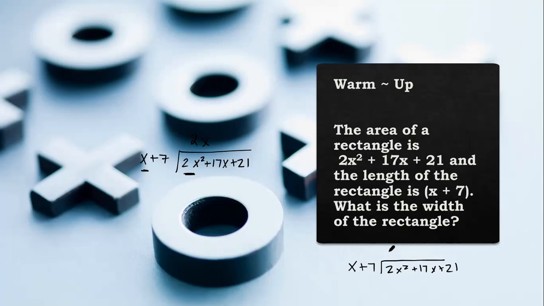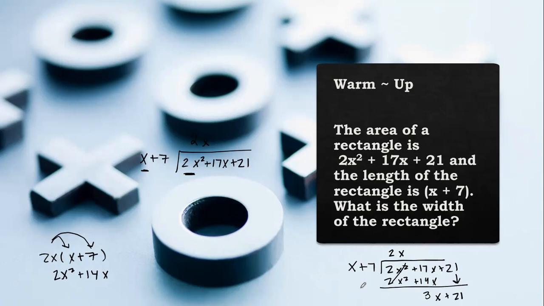All right, so 2x. So then up here on the side, I'm going to multiply 2x times x plus 7. 2x times x will give me 2x squared. 2x times 7 will give me 14x. So I'm going to write that underneath this and subtract. 2x squared minus 2x squared. 17x minus 14x gives me 3x. Bring down the plus 21.